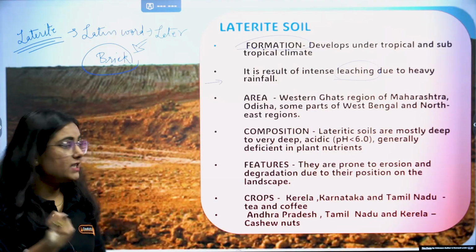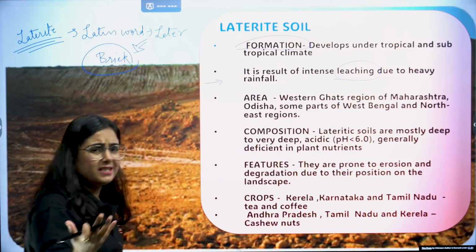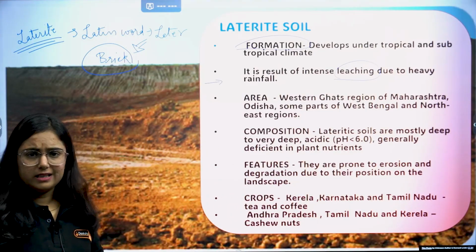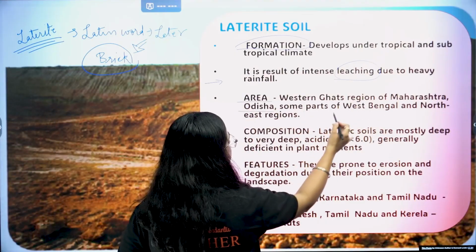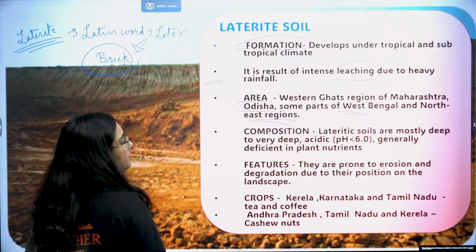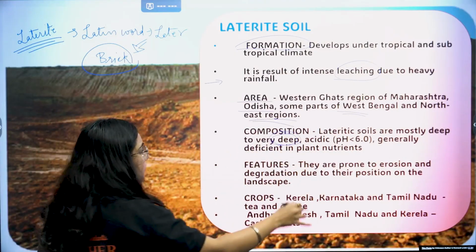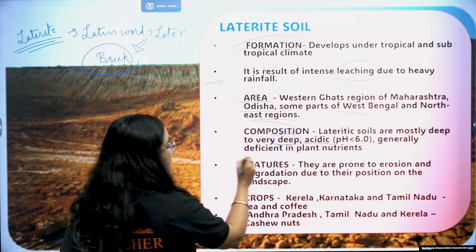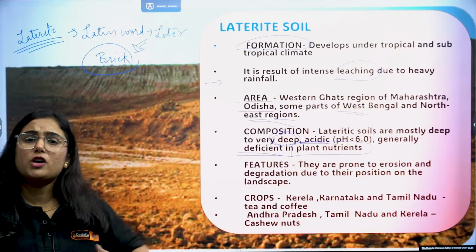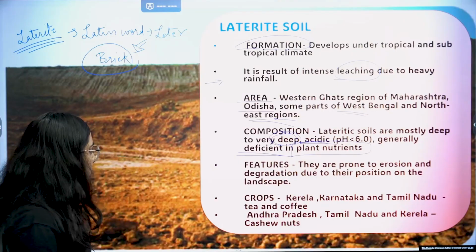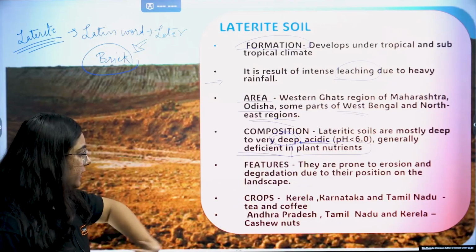But however, in the areas where evergreen and deciduous trees are there, those trees hold the soil. Okay? The trees hold the soil, and in some parts vegetation is seen, in other parts it is scarce vegetation. Areas are like Western Ghats of Maharashtra, Odisha, parts of West Bengal and northeast region. Composition is very deep because topsoil washes away. It becomes acidic in nature, generally deficient in plant nutrients because all the nutrients have washed away with the topsoil. Okay, features: because of this washing away, it is prone to erosion and degradation.